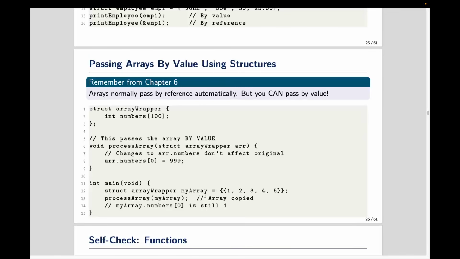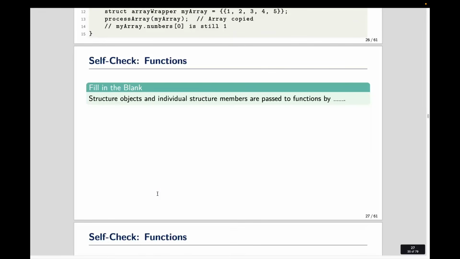So process array my array is copied. So here my array dot number 0 is still 1. It's not going to change by this structure over there, because this is a copy of this one. If you want to change it, then you have to use the static operator, which is the pointer. Then the function definition would be structure array wrapper static ARR. That will actually be the pointer to that structure, and you have to send the pointer over there.